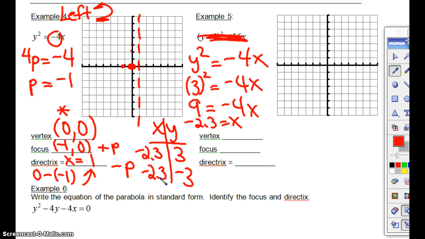I'm going to plot those 2 points. Negative 2.3 is over a little bit, and then I'm going to go up 3, which is about here. Negative 2.3, and then I'm going to go down 3, negative 1, 2, 3, which is about here. And then I'm going to connect with my smooth curve, make sure it goes through my vertex and not my focus. And that's the graph of example 4.